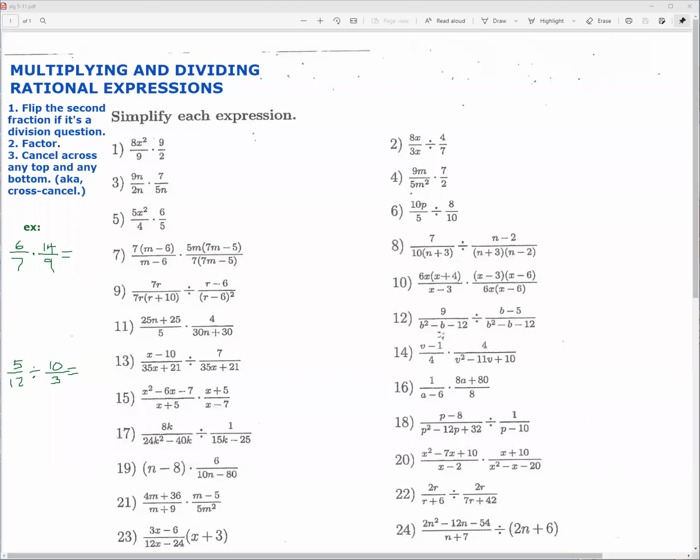Hello, everyone, and welcome to another video. Today, we are going to be talking about how to multiply and divide rational expressions.